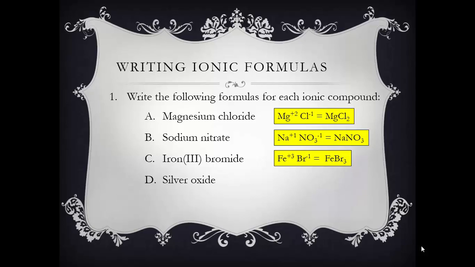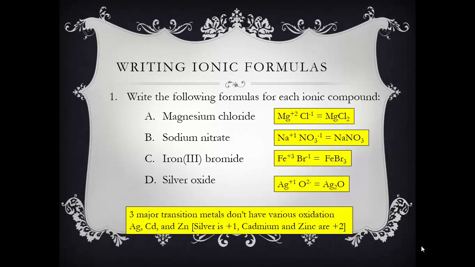Silver oxide. Silver, you're like, oh man, it's a transition metal. I'm like, yes, it is, but it only has a +1 charge. So you will not write the Roman numeral for silver. So for silver oxide, the 2 from oxygen goes to silver, and the 1 from silver goes to oxygen. The 3 major transition metals that do not have various oxidation numbers are silver, cadmium, and zinc. Cadmium and zinc are +2, and we just talked about silver being +1.